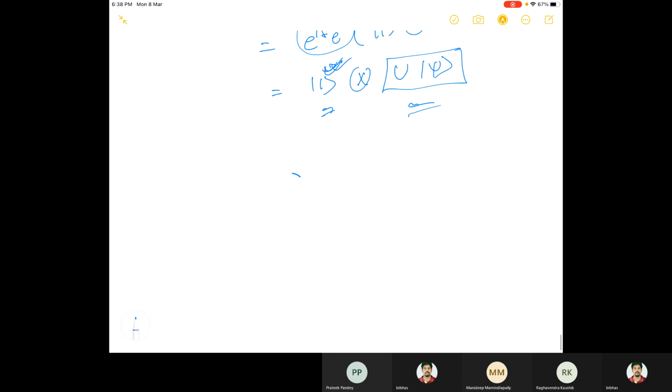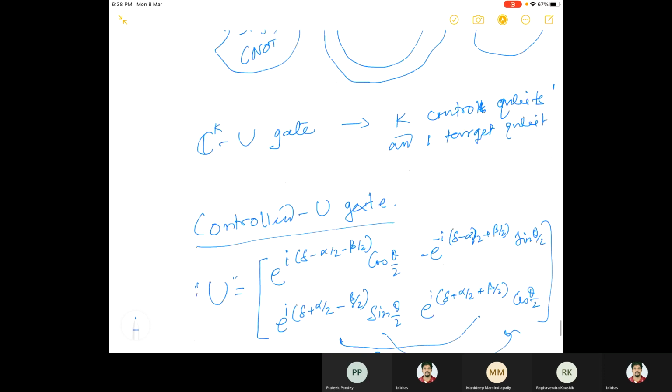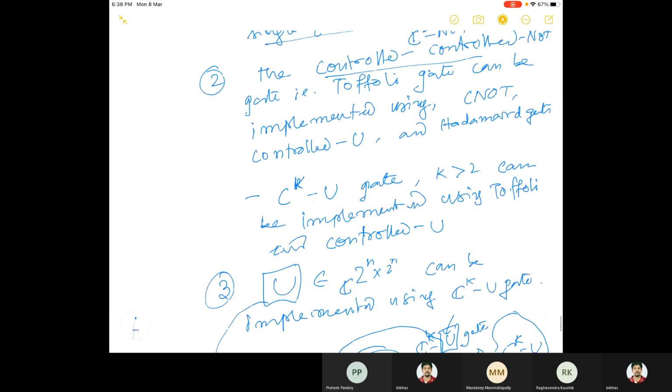Okay, so my second goal was to implement this K control gate, using Toffoli and control U. But first, before that, I need to implement Toffoli. So this is my final goal in the second part. But before that, I need to see whether the Toffoli gate can be implemented using CNOT gate or control V gate or single qubit gates or not.